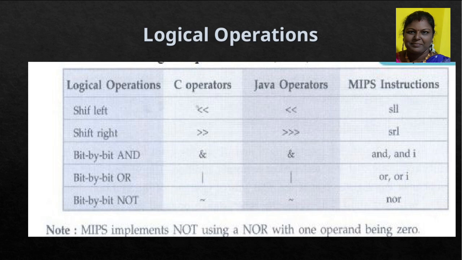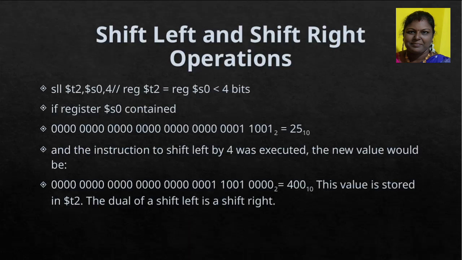Let's look at what happens when we shift bits in a register. Here, we start with a value in register S0, that's 25 in decimal. When we shift it left by 4 bits, it's like multiplying by 16. The bits move over and the new value becomes 400 in decimal, stored in T2. Shifting left pushes bits to higher places. The opposite operation, shifting right, moves bits down. These shift operations are fundamental for fast calculations and bit manipulation in computing.